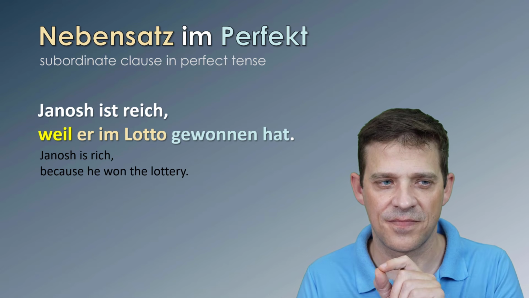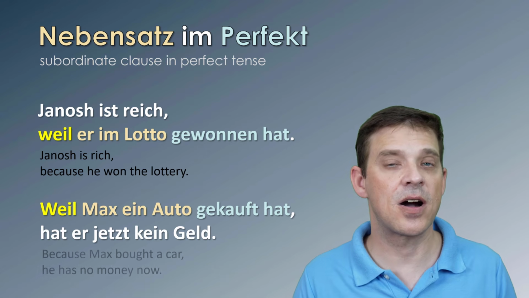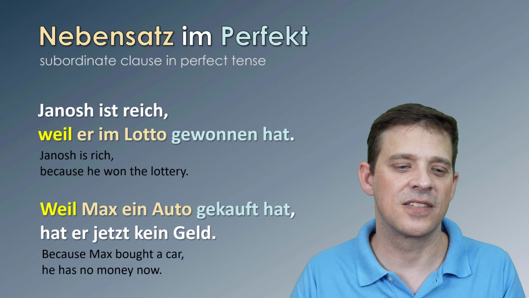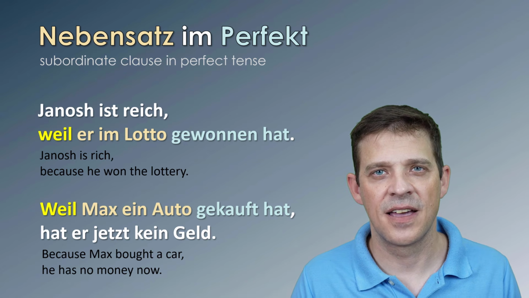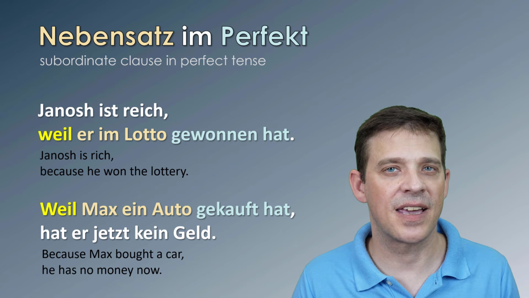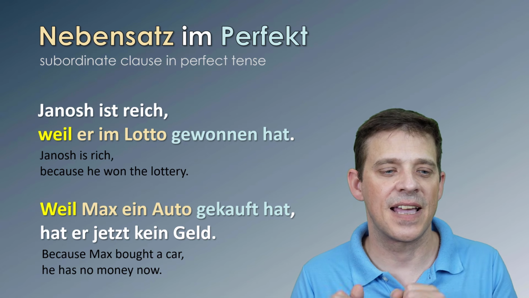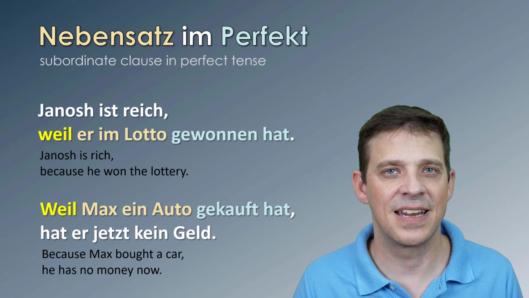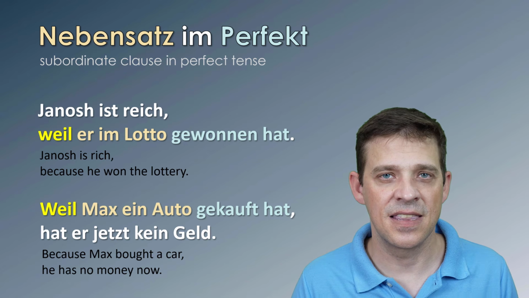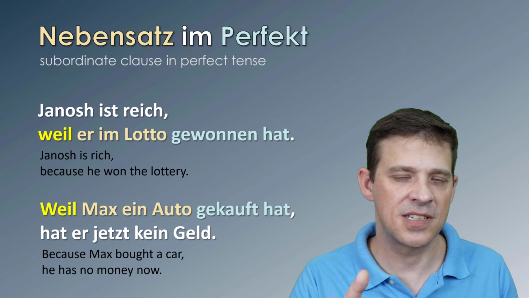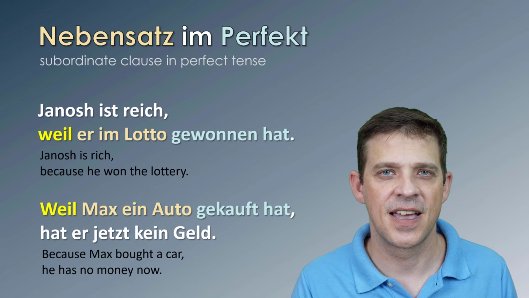Gewonnen hat. Anderes Beispiel: Weil Max ein Auto gekauft hat, hat er jetzt kein Geld. Because Max bought a car, he has no money now. Again, hat ist das konjugierte Verb, gekauft ist das Partizip, right in front of it.